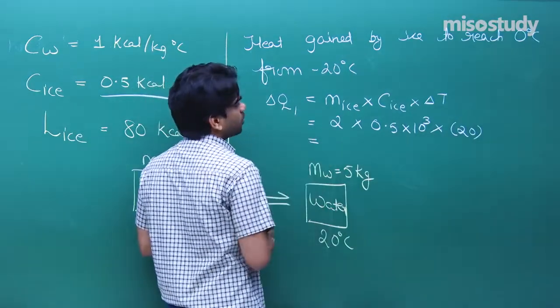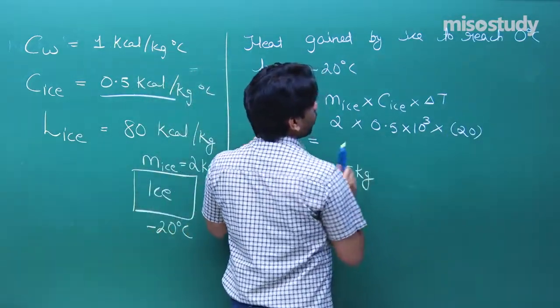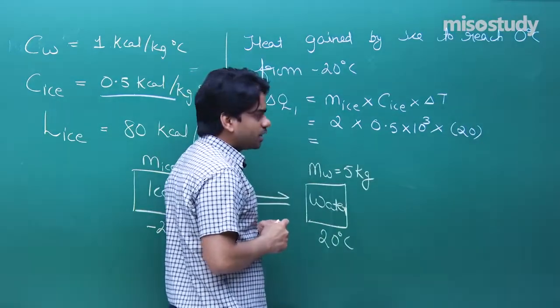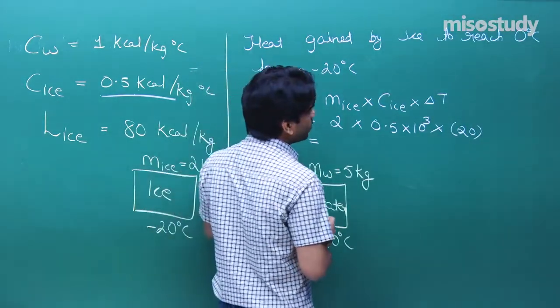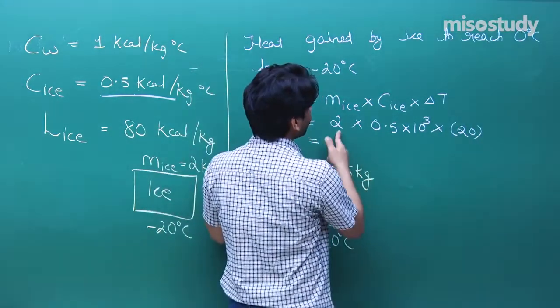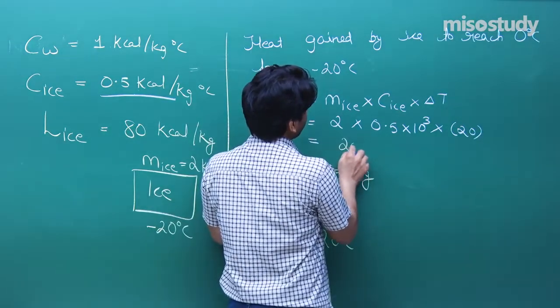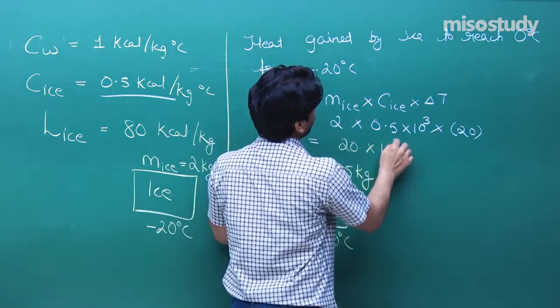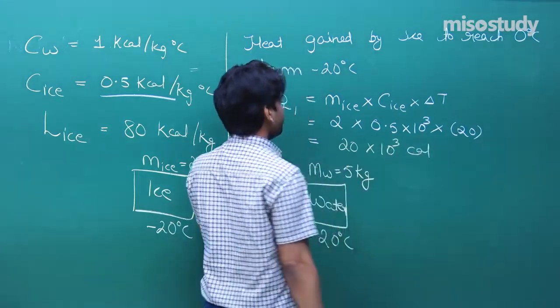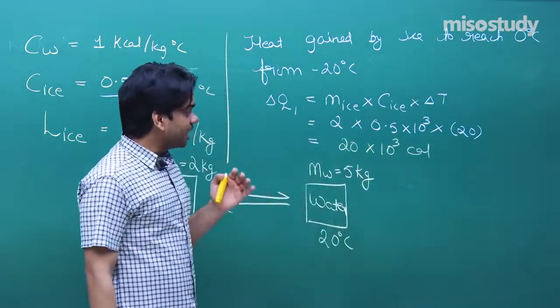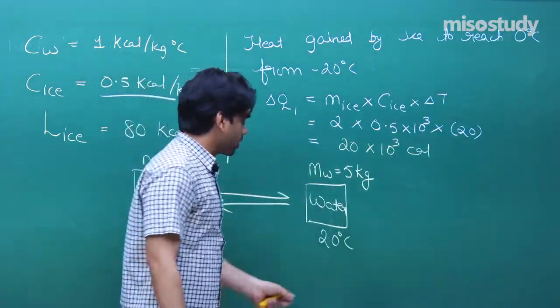On solving this, 20 into 0.5 will give you 10, and then 10 into 2 is 20. So 20 into 10 to the power 3 calorie is the first thing you will be obtaining. This is the heat energy taken by ice to reach 0 degree Celsius.